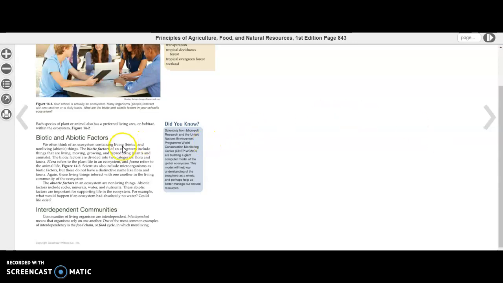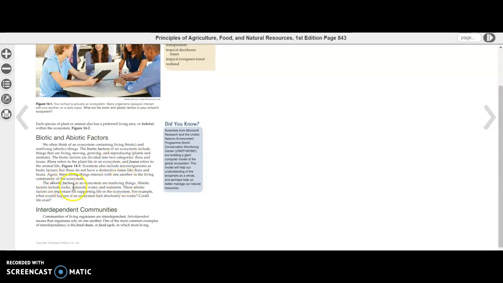You know that in ecosystems you have biotic and abiotic factors. Biotic factors of an ecosystem include things that are living. You can categorize all the living, or biotic, factors into two other categories: flora and fauna. Flora refers to the different types of plant life that are available in an ecosystem, and fauna refers to the different types of animals in an ecosystem.